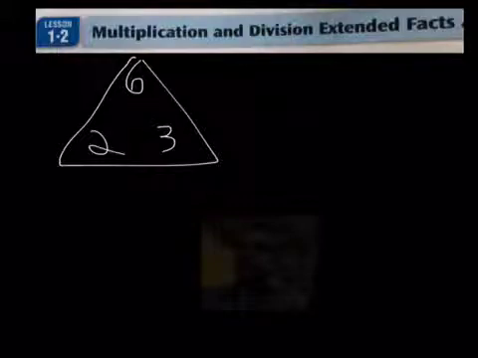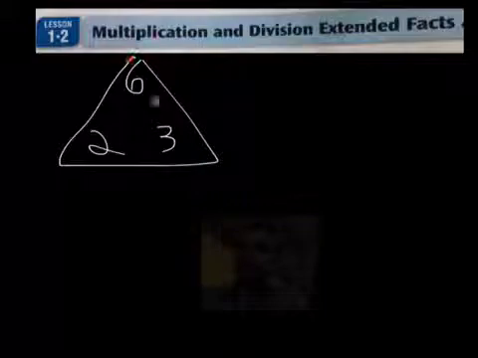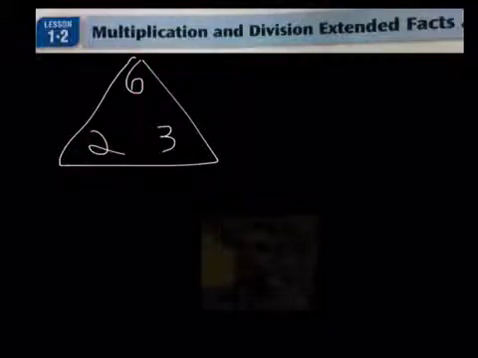If we look at number 6 and the 3, we look at what relationship they have. 6 divided by 3 is 2. Okay? 6 divided by 2 is 3. 2 times 3 is 6. And 3 times 2 is 6. These three numbers work together and therefore they're called a fact family.